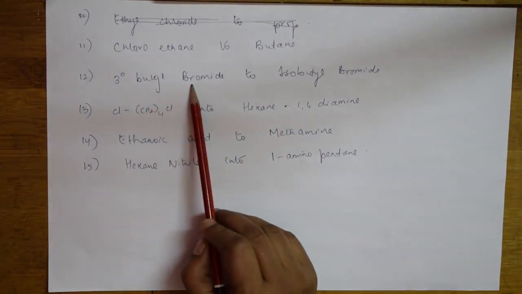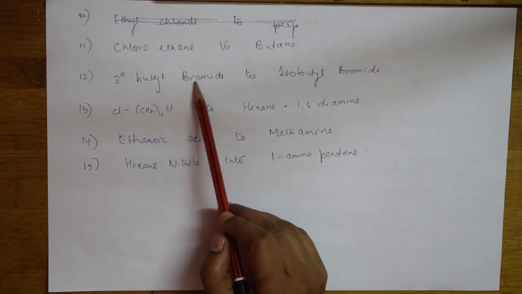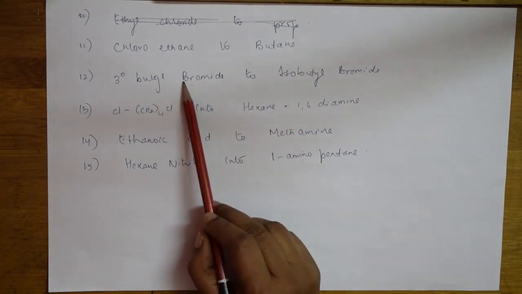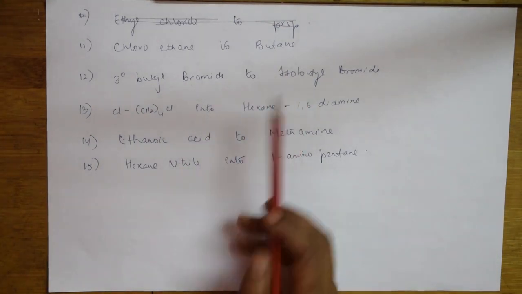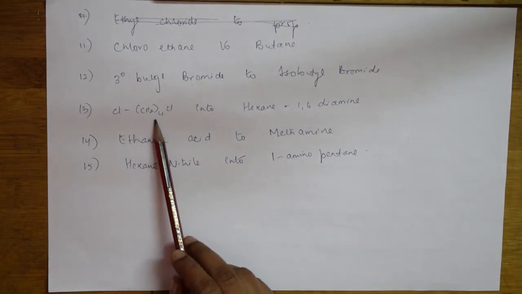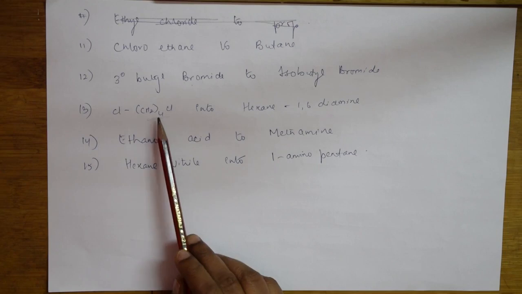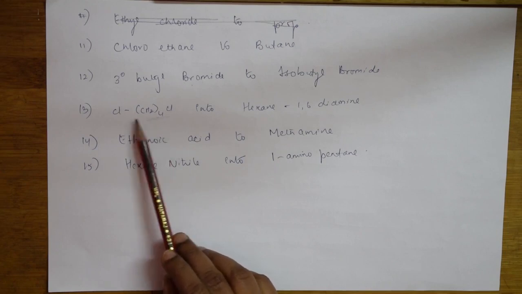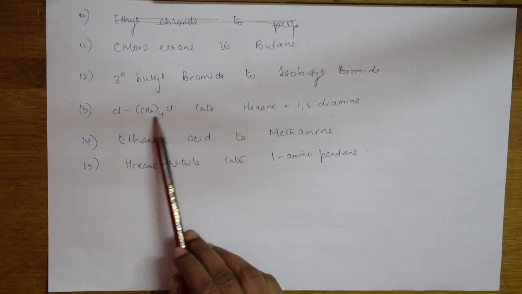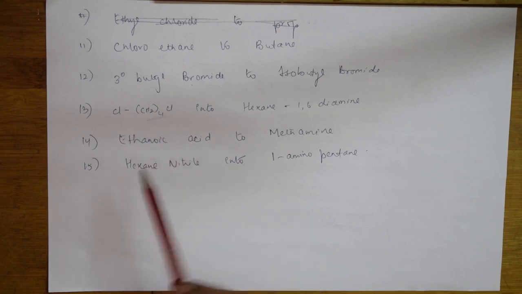Then tertiary butyl bromide to isobutyl bromide. Mostly these are with your haloalkanes. Next, you're going to write 1,2-dichloro. If I have to take, this is butane, isn't it? Right. So you can also write butane 1,2-dichloride. Basically this is dichloro and 1,2. You can write both ways.